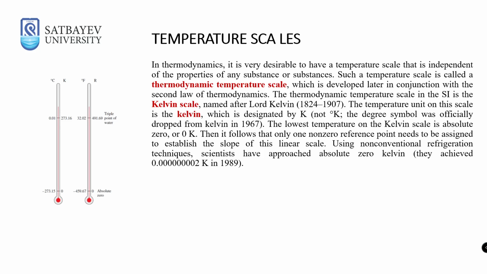The temperature unit on this scale is the kelvin, which is designated by K, not degree K. The degree symbol was officially dropped from kelvin in 1967. The lowest temperature on the Kelvin scale is absolute zero, or 0 kelvin. Then it follows that only one non-zero reference point needs to be assigned to establish the slope of this linear scale. Using non-conventional refrigeration techniques, scientists have approached absolute 0 kelvin.